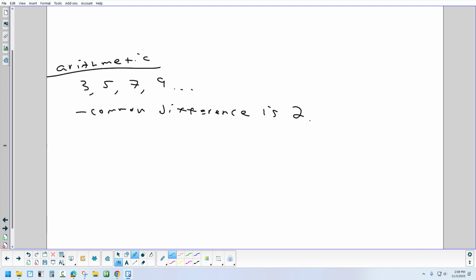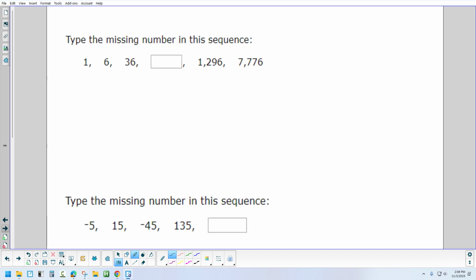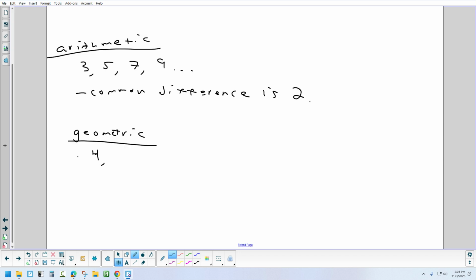So let's say we started with something like 4. And I said, I want you to multiply by 2 to get to the next number. What would be the next number after 4? 8. And if you multiply by 2 again, what would be the next number after that? 16. And if we multiplied by 2 one more time? 32. Good.